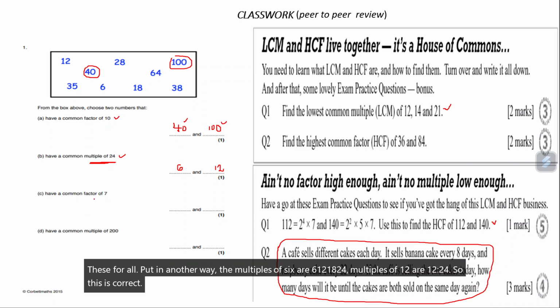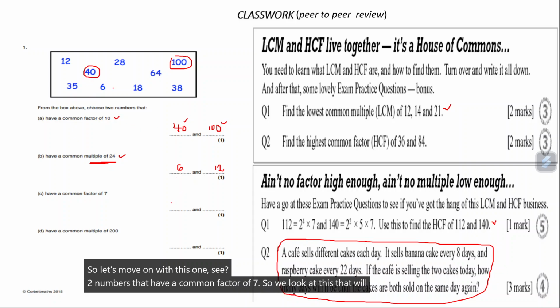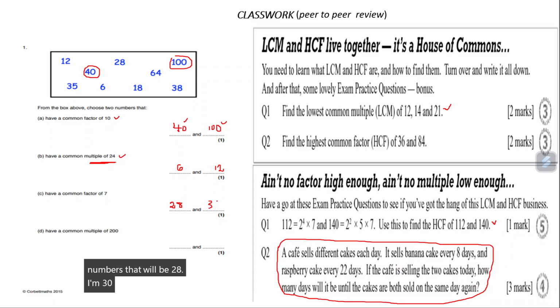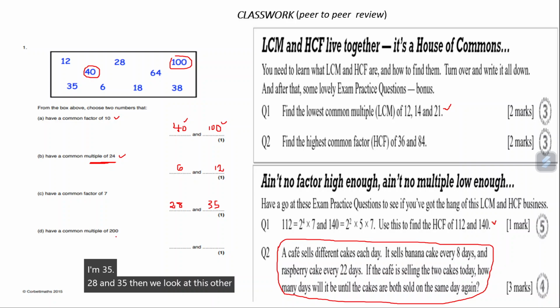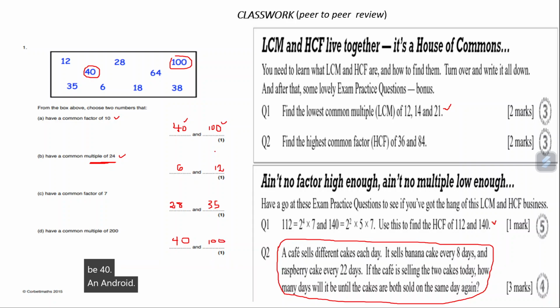So let's move on with this one. Two numbers that have a common factor of 7. From this list of numbers, that will be 28 and 35. Then we look at this other one, two numbers that have a common multiple of 200. From this list, that will be 40 and 100. So these are the correct answers.